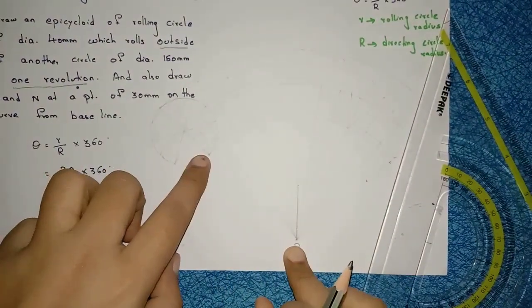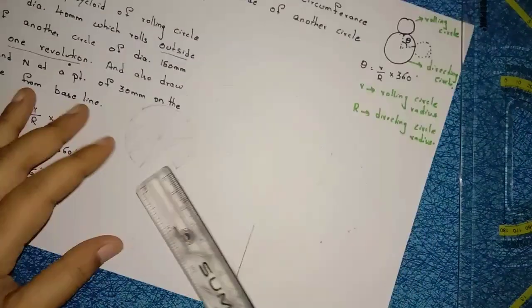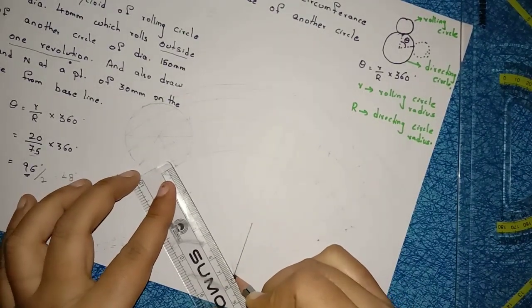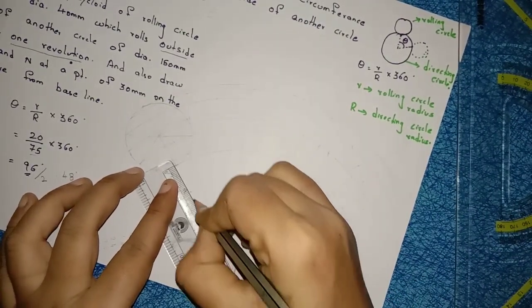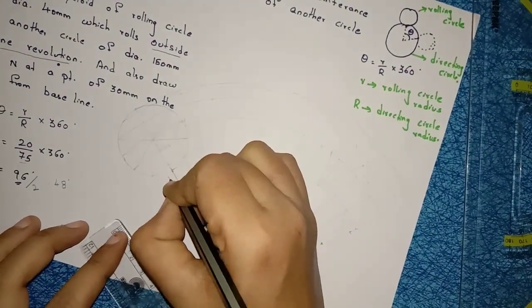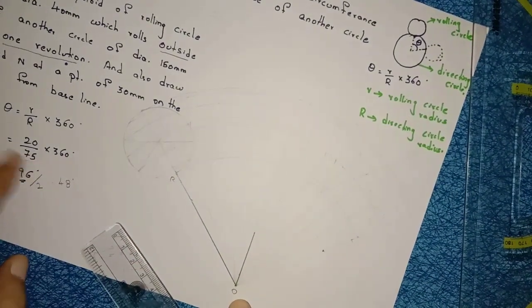This length is nothing but the radius of the generating circle, 75. So first I am drawing 75 length at a 48 degrees angle, right? Naming this point as P. Now OP is the radius of the generating circle.